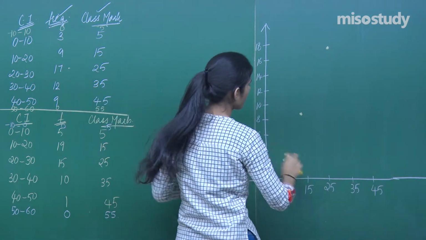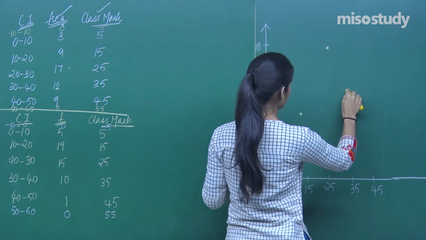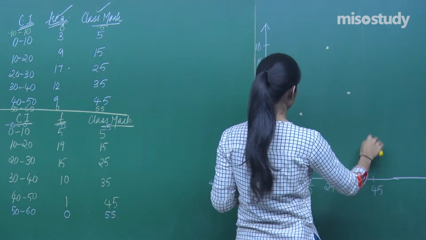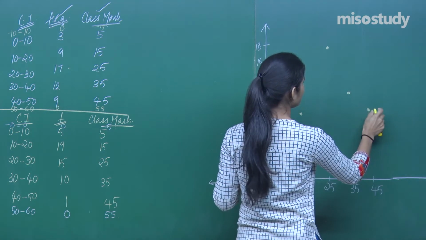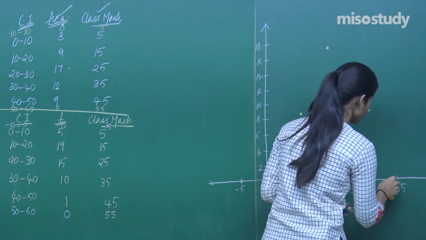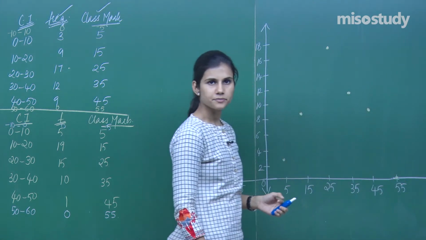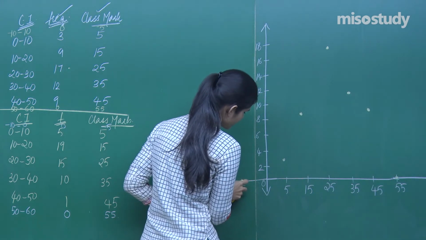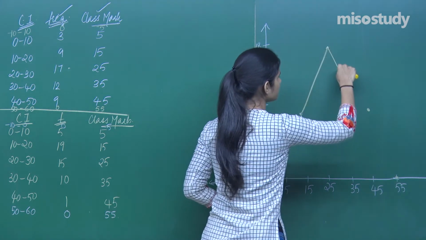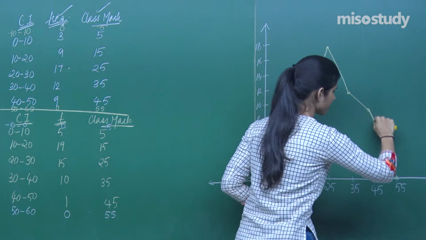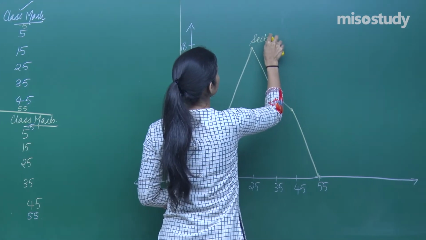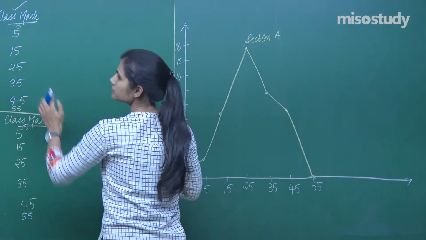And then you have 35 comma 12. And then 45 comma 9. So here is 9. And then you have 55 comma 0. Let's draw 55 as well. This is 55 comma 0. Let's just join these by straight line segments. This is your first frequency polygon. This is section A, this data.